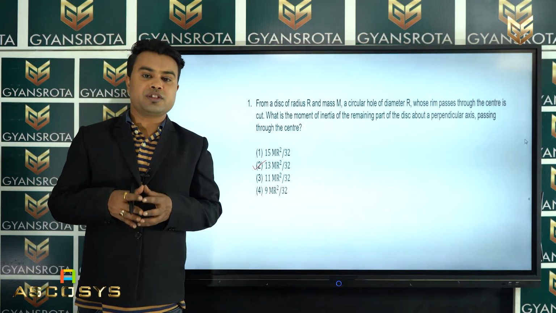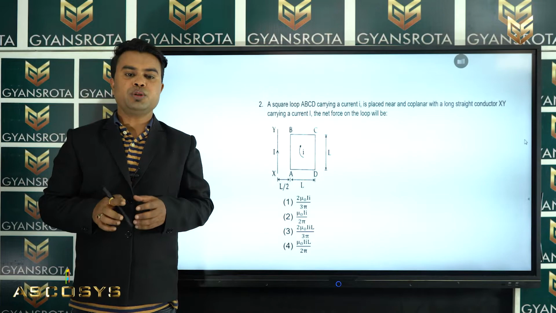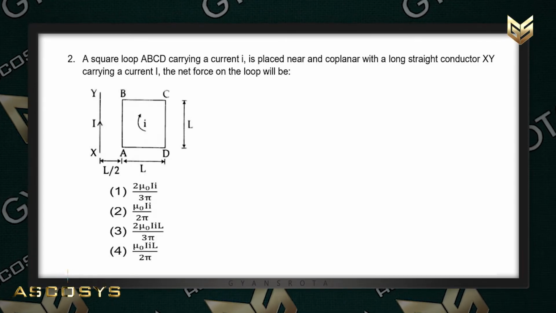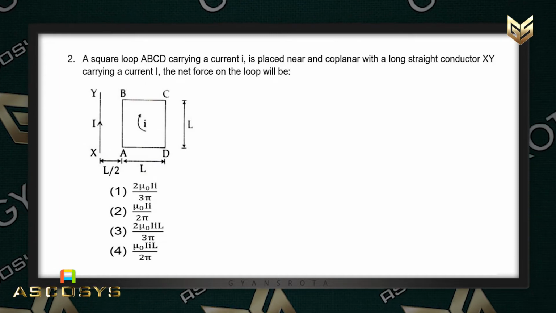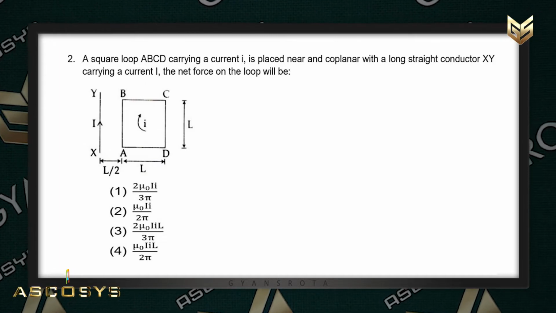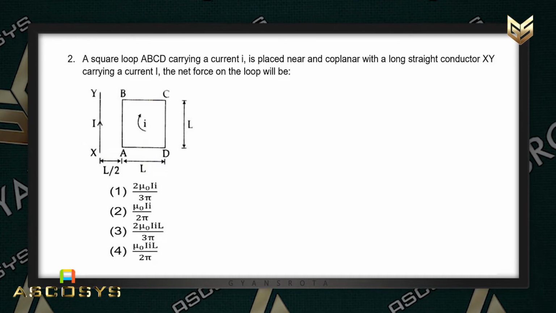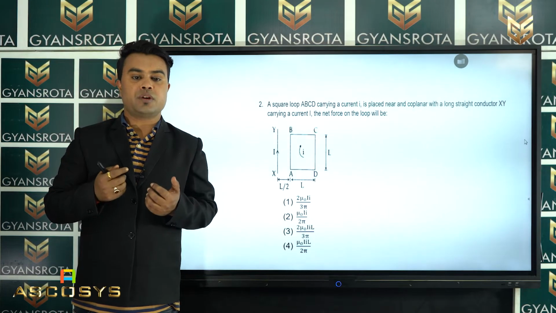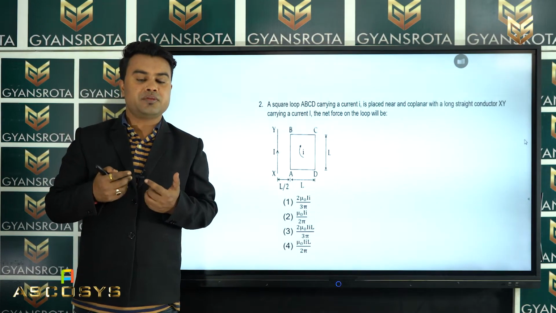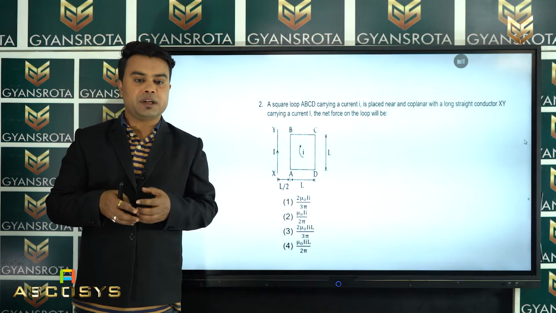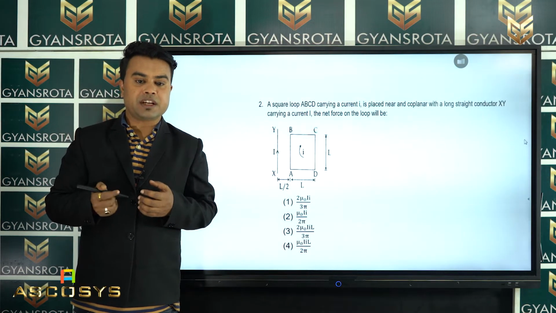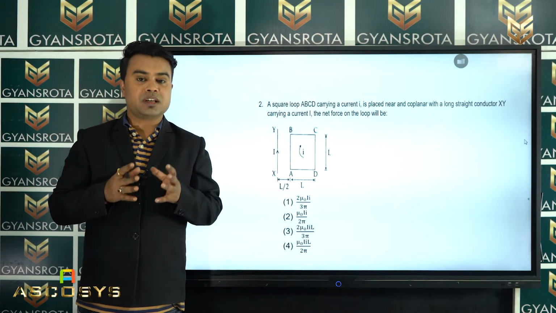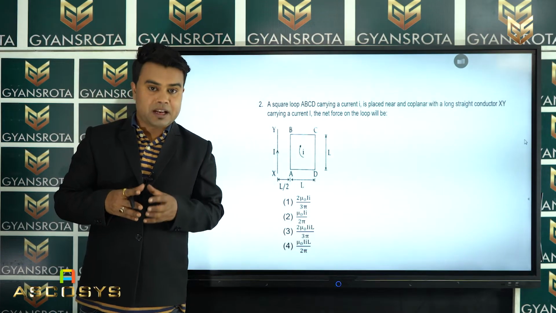Now let us move to the next question, that is question number 2. It says that a square loop ABCD carrying current i is placed near and coplanar with a long straight conductor XY carrying a current I. The net force on the loop will be, as we know, this is a question from the magnetic effects of current, where the force between two parallel wires can be calculated. Along AB, the direction of current is given, so you have to calculate what its force will be.